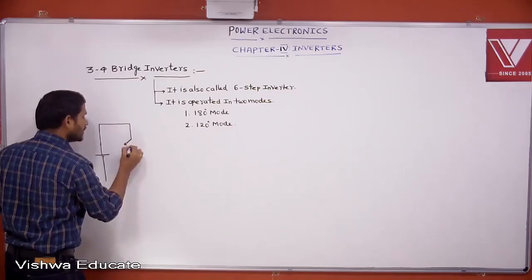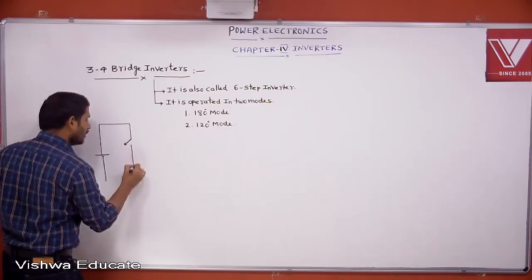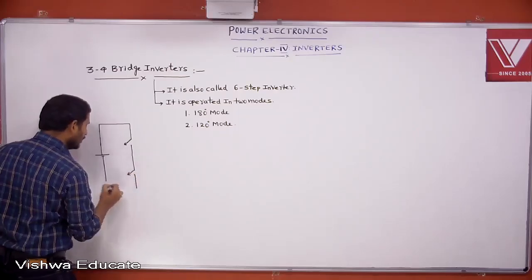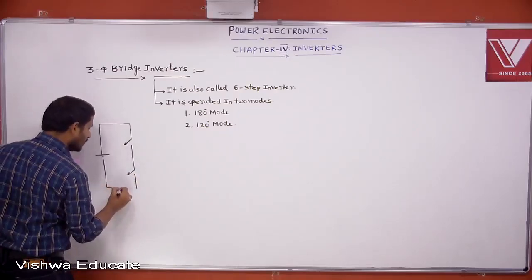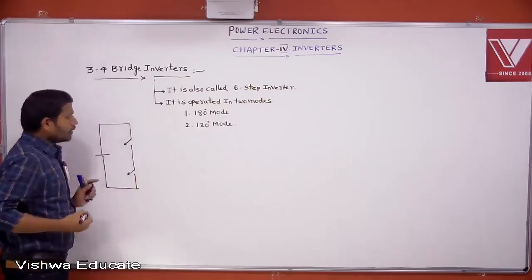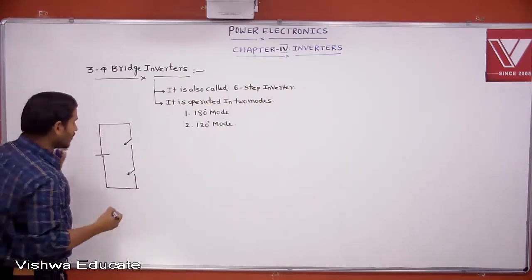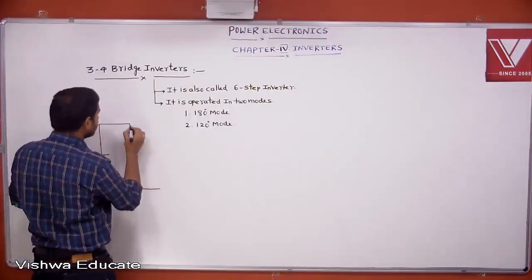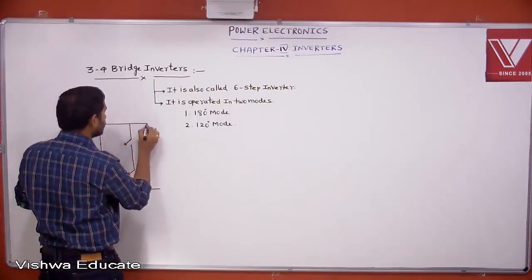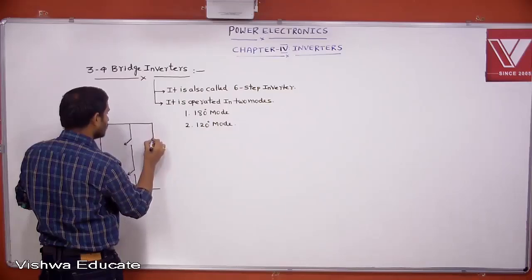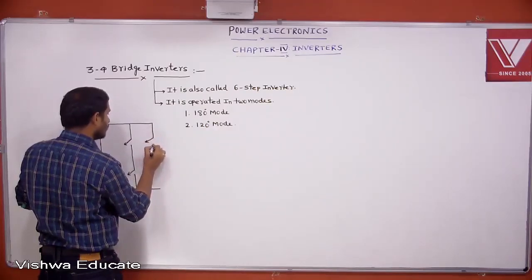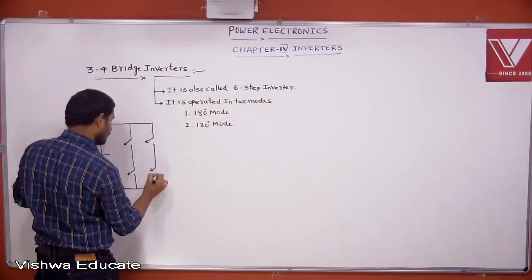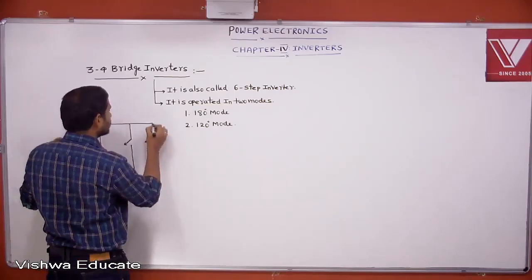Here I am using switch arrangements. Here switch is any semiconductor device you take. I told already what type of devices are used in voltage source inverter. Which devices are preferable? Those devices we can connect. Parallelly, all of you draw the circuit.